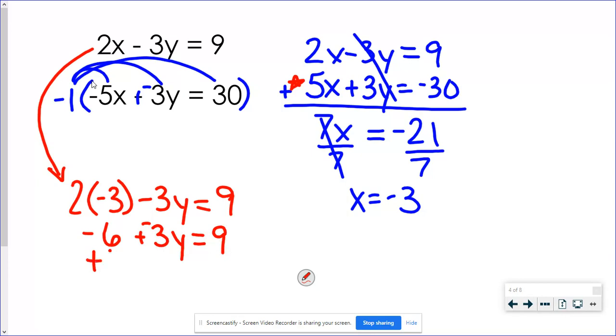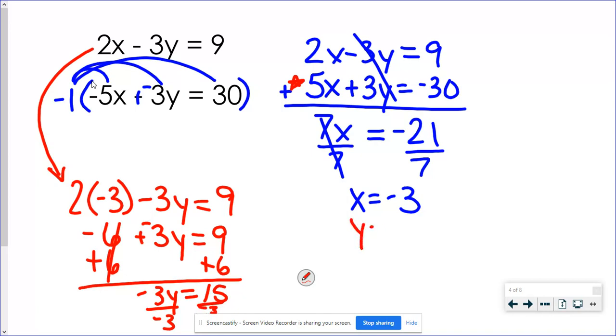So we'll add 6. And then we'll divide by -3, which is going to give me that y is -5. And as always, please don't stop right there. Make sure that you're answering your question as an ordered pair. X and then y.